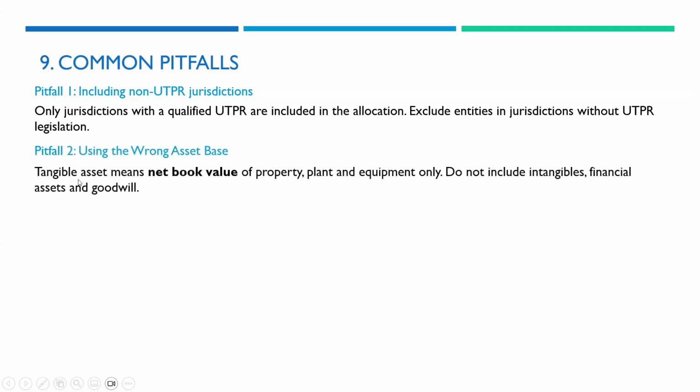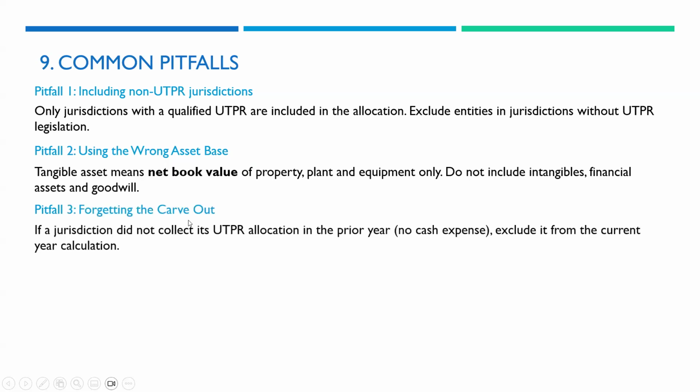Now, using the wrong asset base. Tangible asset means the net book value of property, plant and equipment. Do not include intangibles or financial assets. Do not include cost, do not include revalued amounts, etc. Just take the net book value from the books for calculating the tangible asset factor. And don't forget the carve-out. If last year there was no cash tax expense and this year there is, you have to exclude that entity from the pool. It is easier said than done. Once the numbers are big, these are the common mistakes which people make.